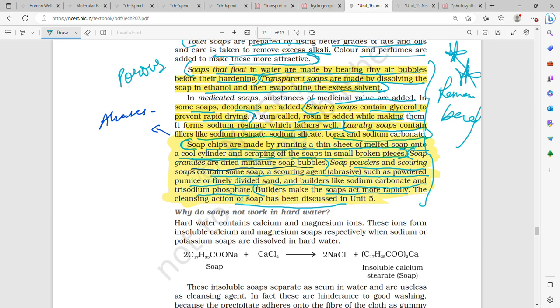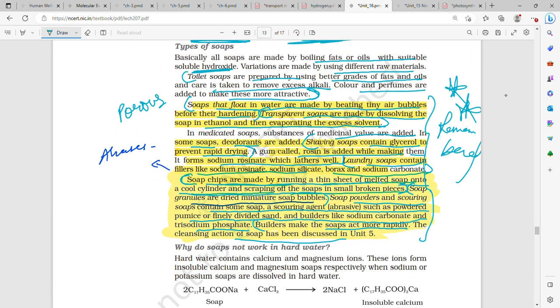Okay, so soaps which float in water are made by beating tiny air bubbles into it. Then transparent soaps are made by dissolving the soap in ethanol and evaporating the excess solvent. Okay, let's start from here only.